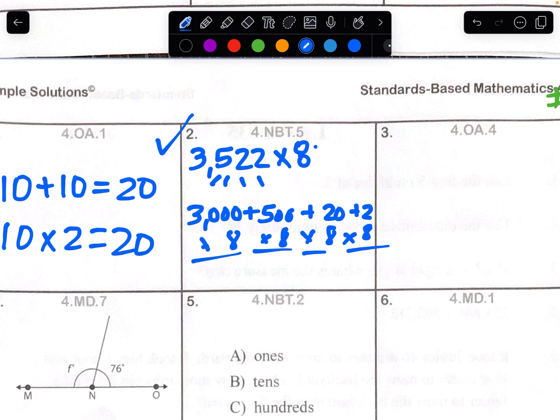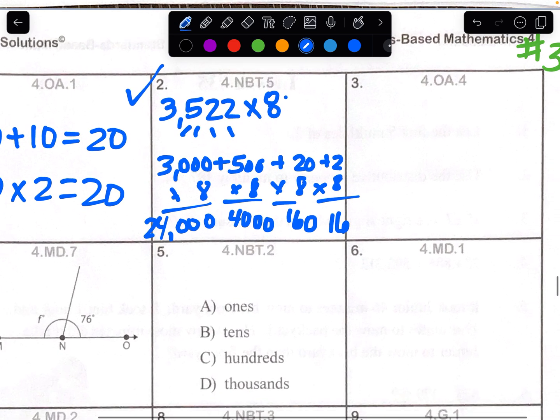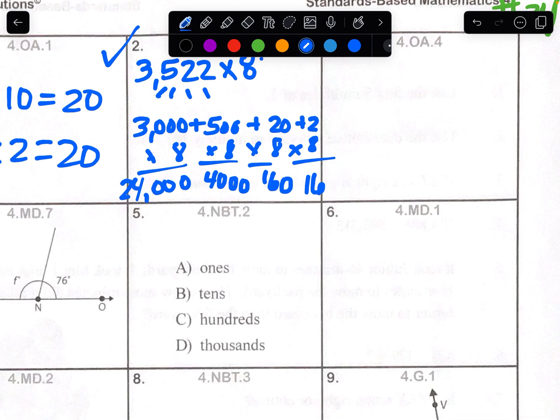Remember, 3,000 times 8, there are 3 zeros, so you are going to have 3 zeros in your product. 8 times 3 is 24. 8 times 5 is 40, but then 500 has 2 zeros, so the product there is going to be 4,000. And then 20 times 8 is 160, and 2 times 8 is 16. So then you're going to take all those partial products.